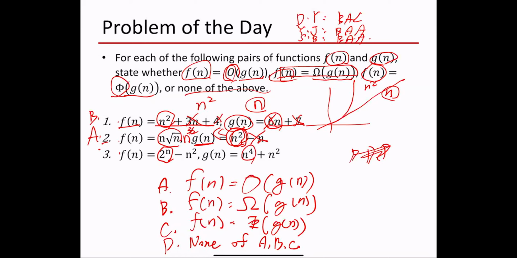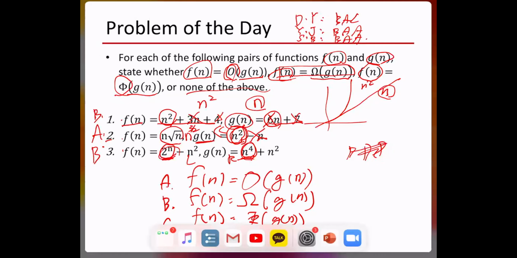So who's growing faster? Left or right? F of n grows faster, right? Definitely. Therefore, this is my lower bound. Therefore, it should be B. Clear? Okay, I'm going to show you the website. What was the website? The calculus website? Desmos.com/calculator.